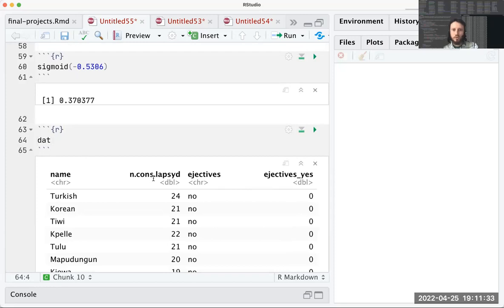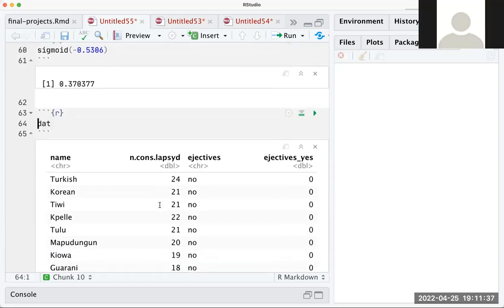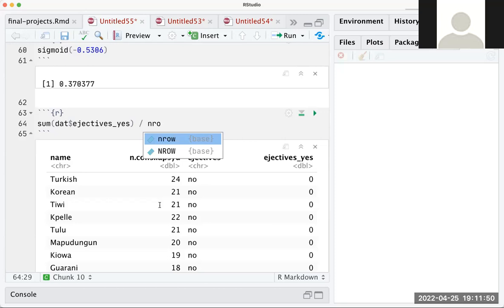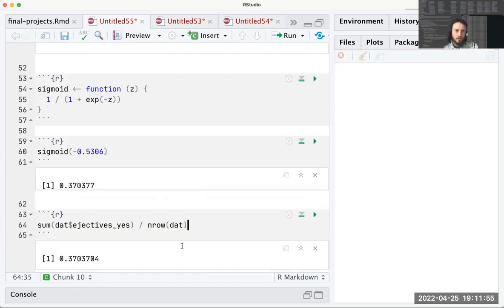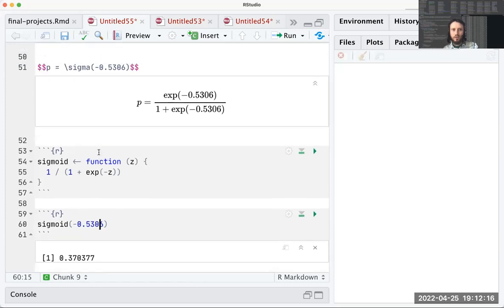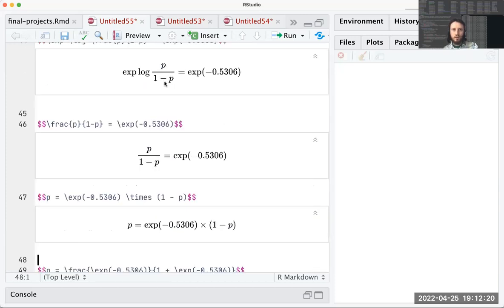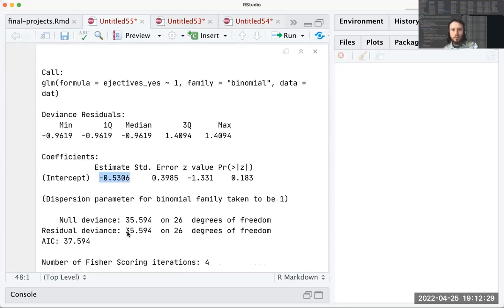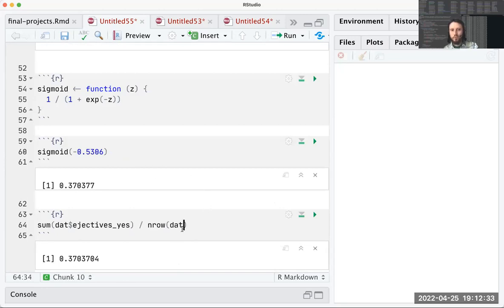And how to count how many languages have adjectives? You can sum the column adjectives, yes. Now we can do it like this, and we can divide it by just the number of rows of the data set. And you see that the result is exactly the same. Probably we have some difference somewhere here, but this is due to some simplifications. In fact, if we don't have any predictors at all, then the intercept just gives you the log odds of the probability that can be found just by counting.